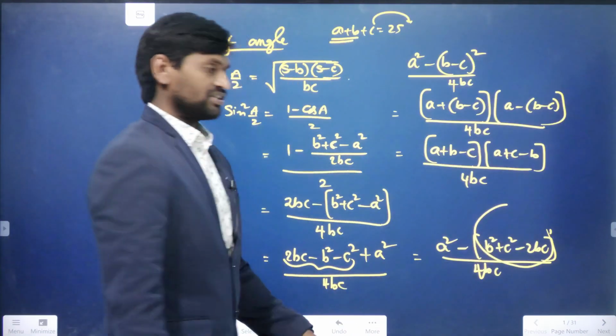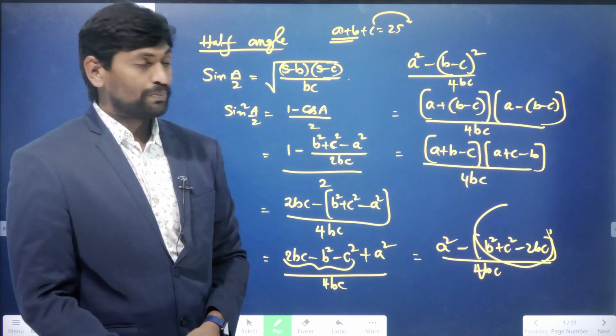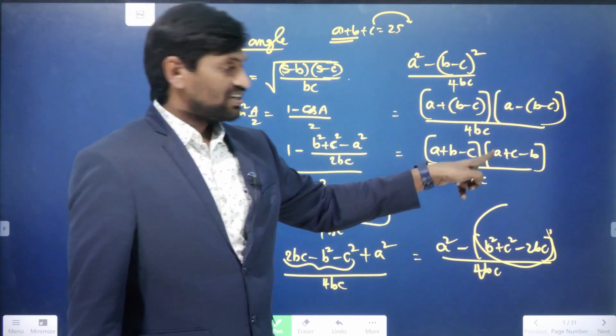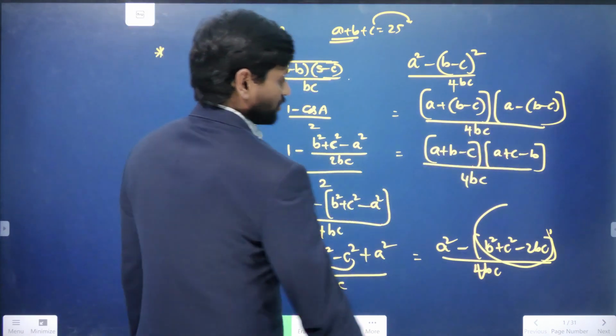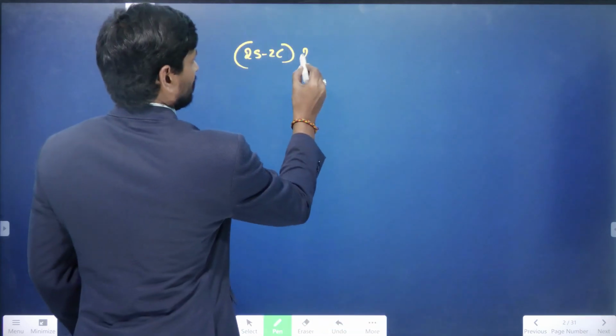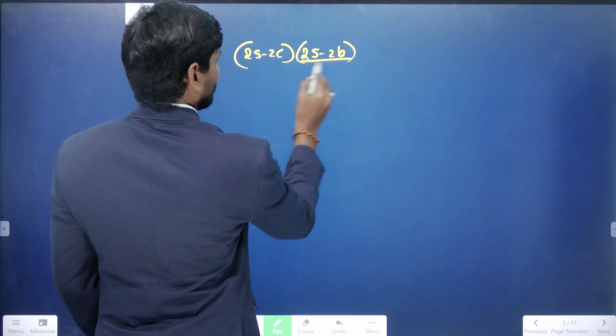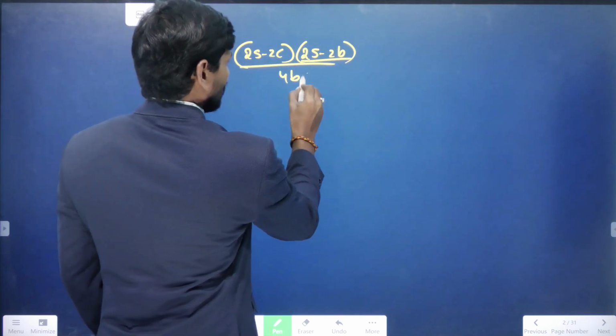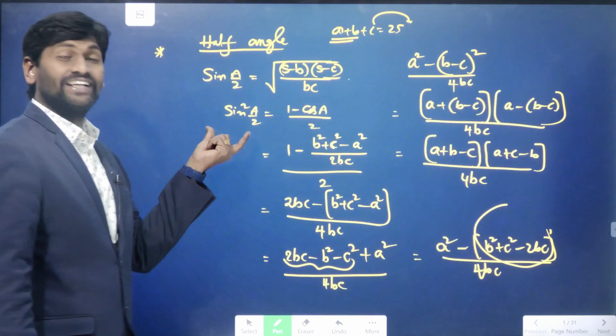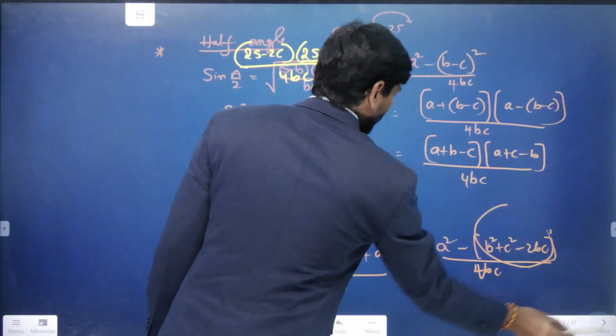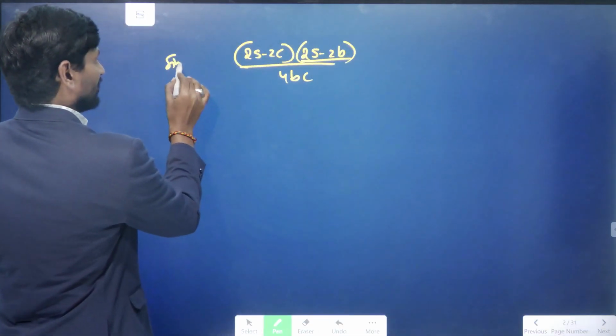And the second one also same. In the place of a plus c, I can write 2s minus b. Here also minus b, 2s minus 2b, divided by 4bc. And this is the value for sine square a by 2.